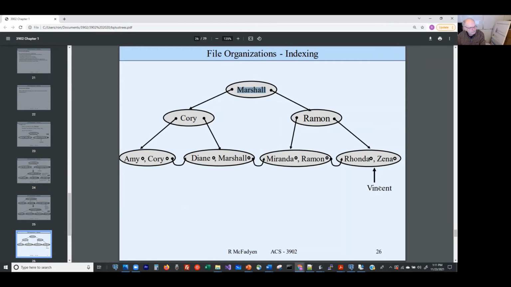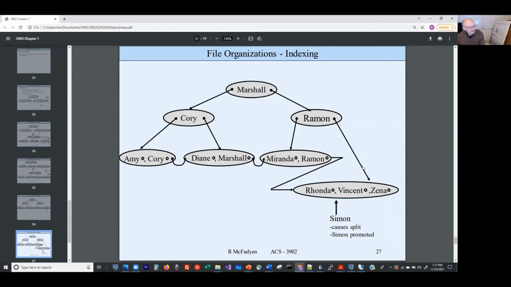When we look at the insertion of Vincent, well, Vincent is greater than Marshall, so we follow this subtree. Vincent is greater than Raymond, so we follow to this subtree, which is a leaf node, and so Vincent belongs here between Rhonda and Zena. Vincent fits, and we carry on. But now we consider the insertion of Simon. The search tells us that Simon belongs in that leaf node, but let's go through it.